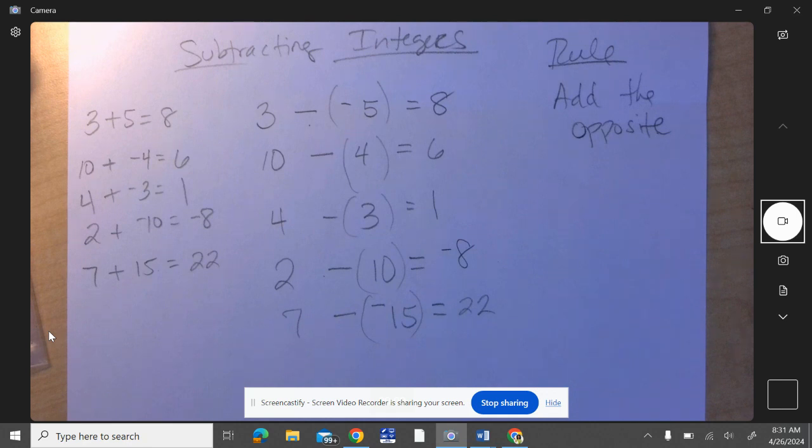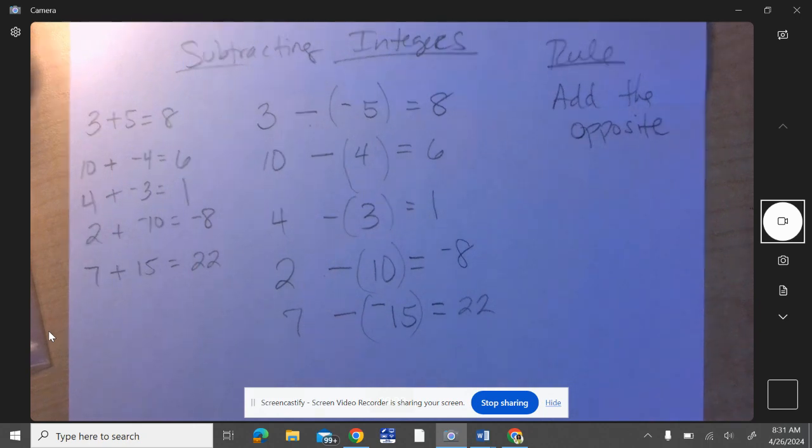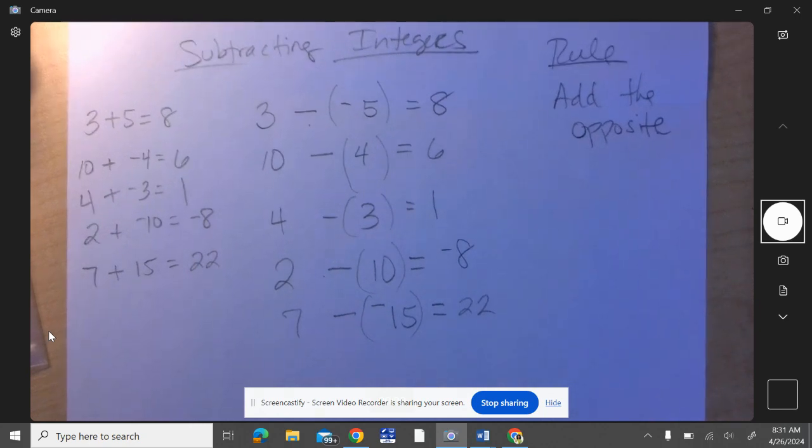10 minus 4. You should know that from kindergarten is 6. But if you want to add the opposite, you have 10 plus the opposite of a positive 4, which is a negative 4. So 10 plus negative 4 is 6. 4 minus 3, you should know that from kindergarten equals 1. But if you want to add the opposite, that will be 4 plus the opposite of a positive 3, which is a negative 3. So 4 plus negative 3 is 1.